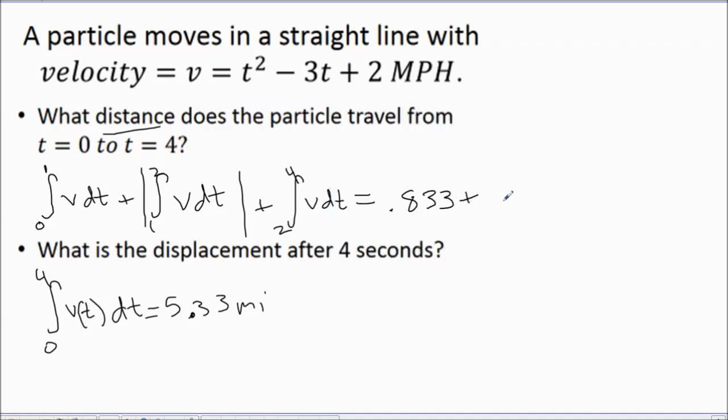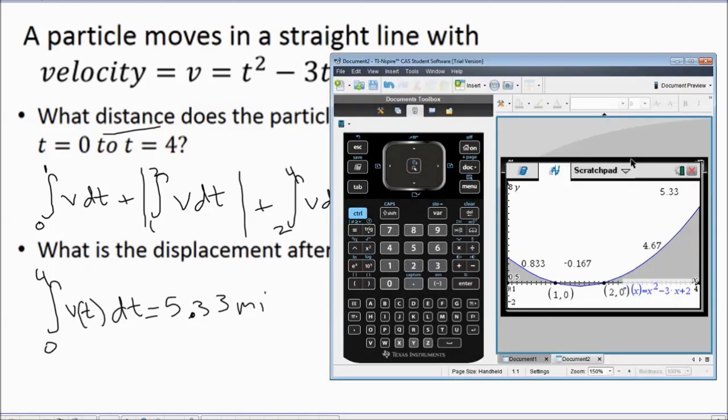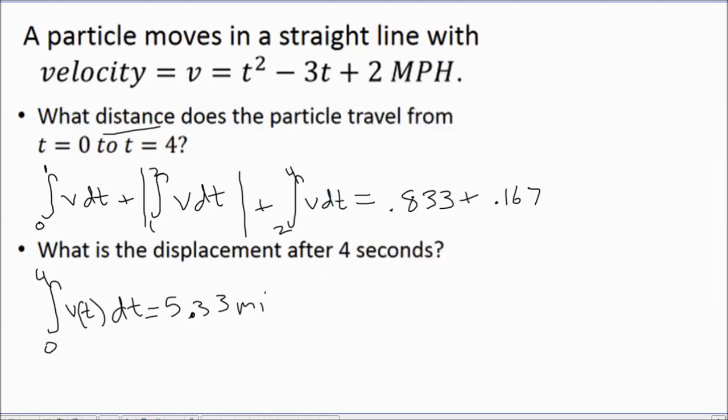I'm going to go plus 0.167. Why did I do that? Well, because it says absolute value right here. Okay, and so we intentionally made sure that all of our negative integrals were made positive. So we've got that right there. And then let's get the last one on there, and that would be 4.67. Okay, so plus 4.67. Wonderful. All we need to do now is add those together and see what we got.